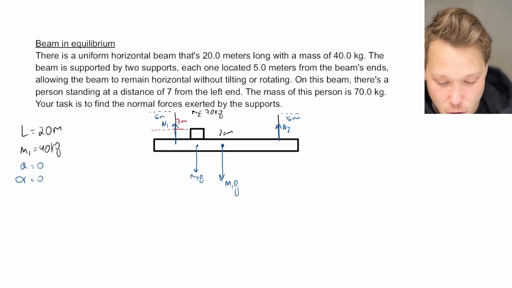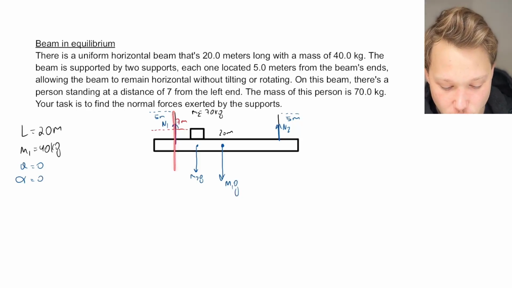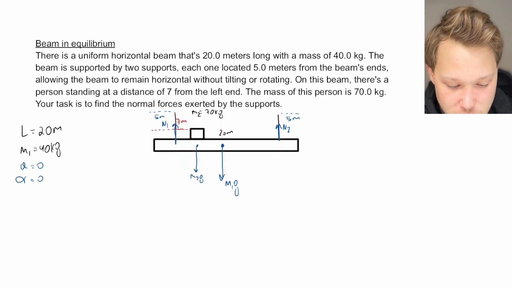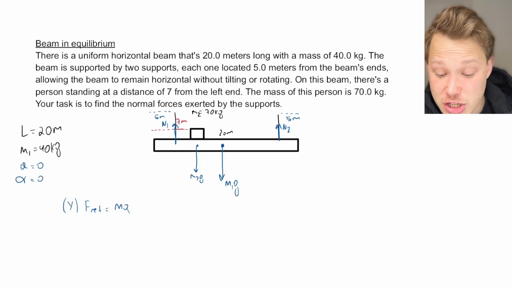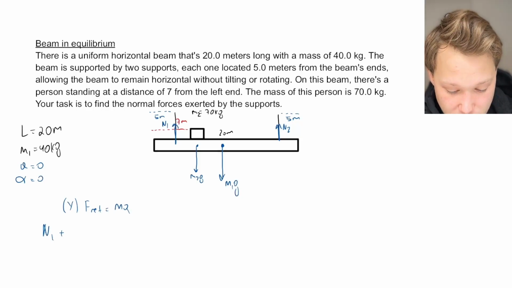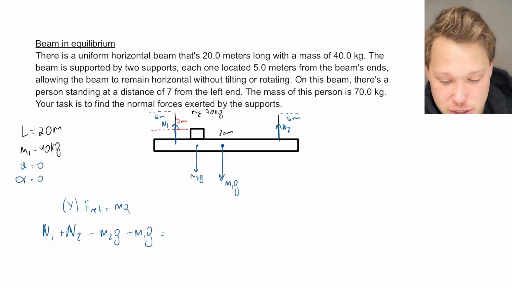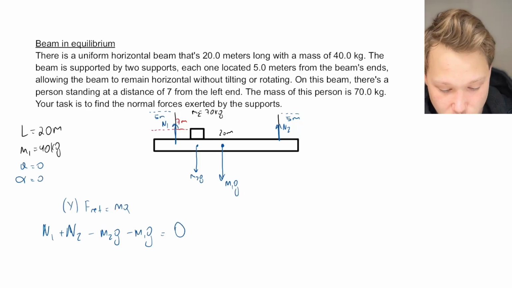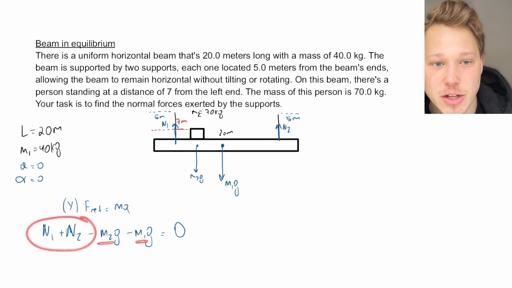Fantastic. Okay, so there are only vertical forces here, so only the y direction. So let's write down Newton's second law in the y direction. F net is equal to ma. The normal forces up are N1 and N2. Forces down are m2 g and m1 g. And of course, this object is not accelerating, so it's equal to 0. So you know m1 and m2, but you don't know both of these, N1 and N2.